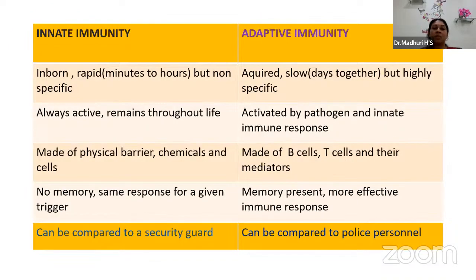To understand autoimmunity further, we have to know the differences between innate immunity and adaptive immunity. This can be a question, a 3-marker or a 5-marker. So you can remember it like this. Innate immunity can be compared to a security guard, and adaptive immunity can be compared to police personnel. What is the job of a security guard? If some theft happens at home, he is there always, 24/7. So he is the first one to give the alarm to the house people, to the neighbors, or to the police also.